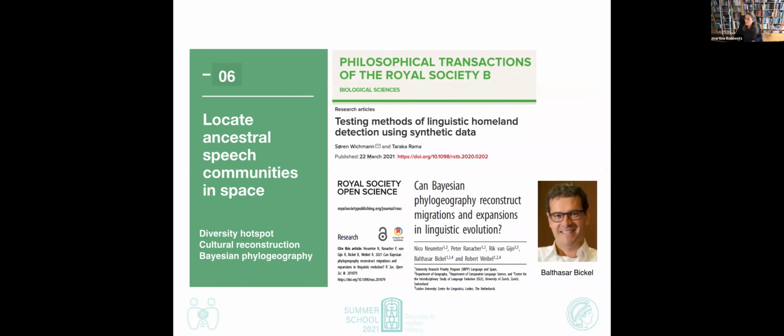Just very recently, two articles have appeared testing different methods of linguistic homeland detection. One is by Richman and Tarakarama, which just appeared in March, and another is by Balthazar Bickel and his group from Zurich, and that article focuses more on Bayesian phylogeography. You will have the chance to hear Balthazar Bickel, I think, next week. He will give a talk within this summer course, and he will probably also mention this homeland detection.